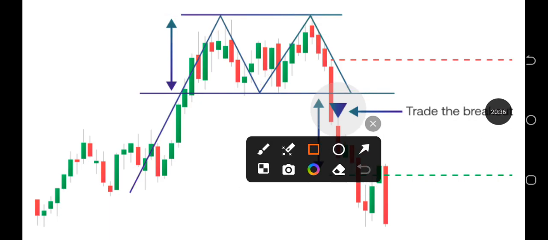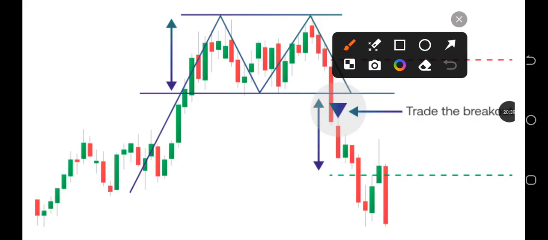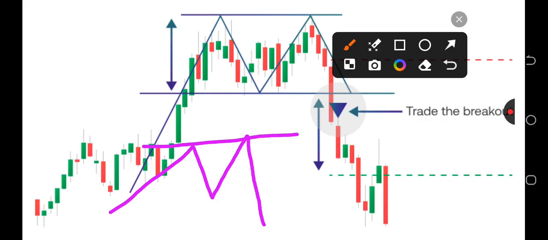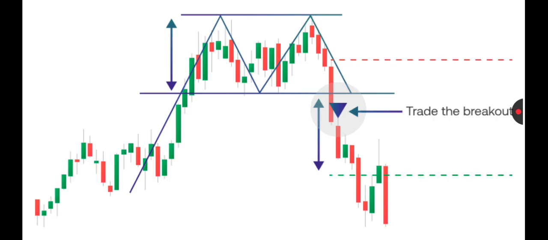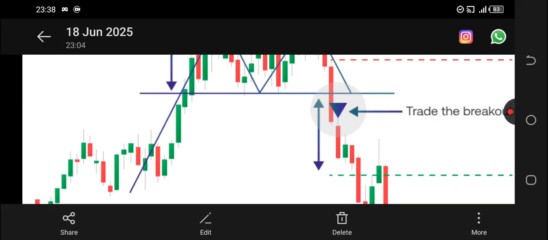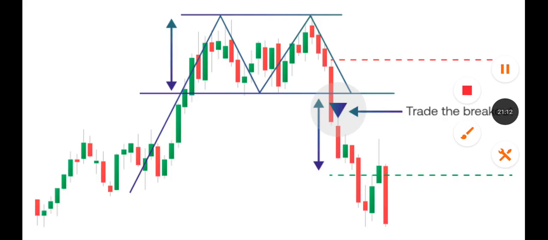Let me draw again. So the market goes up like this, like this, like this. So this is a double top pattern. This is the first touch, this is the second touch. Now here is also called the neckline, just like the way we saw in the head and shoulders pattern. This angle here is called the neckline. So a breakout of this neckline, just the way it broke here, moves the market downwards, if you see.